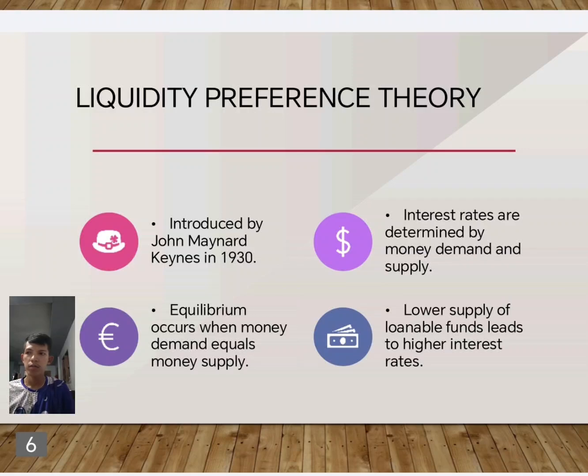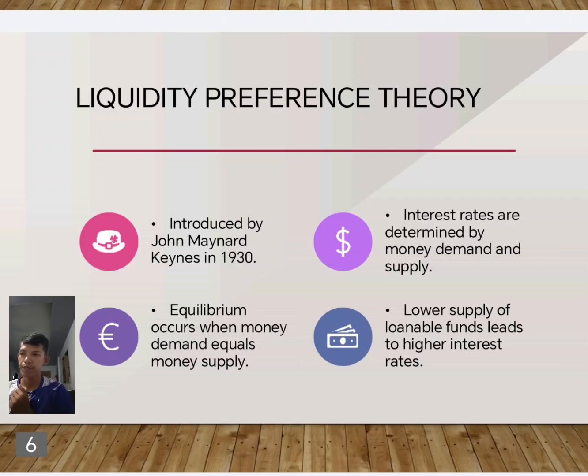Good day, ma'am. Liquidity preference theory was introduced by Keynes during the Great Depression. Interest rates are determined by the supply and demand for money. Equilibrium happens when money demand equals money supply. If the supply of loanable funds, or money available to borrow, drops, interest rates will rise.